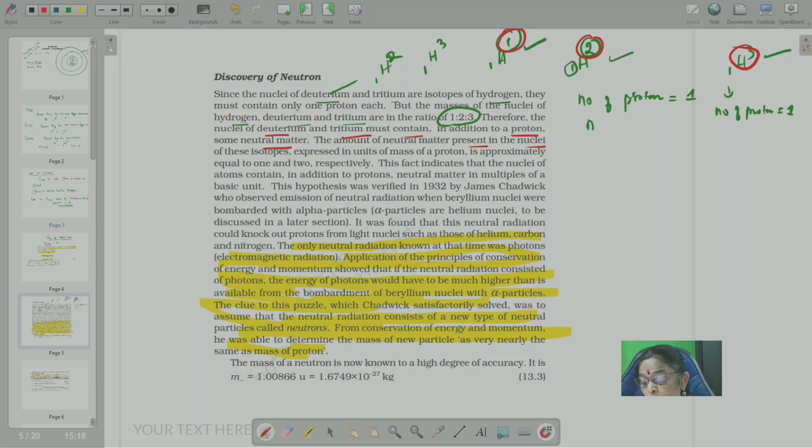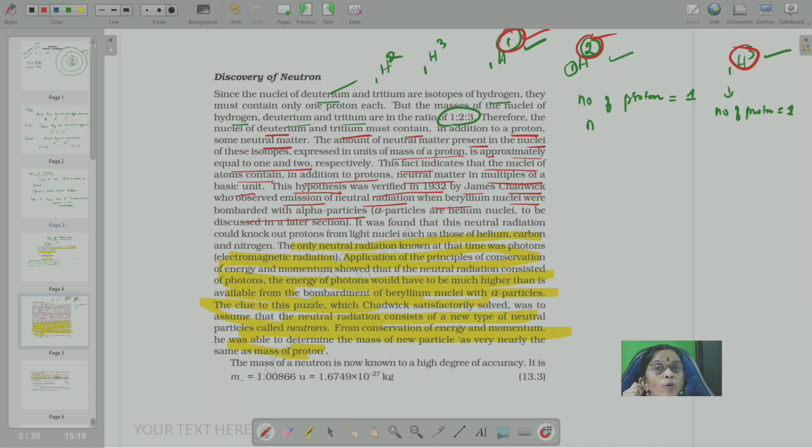So the amount of neutral matter present in these isotopes, expressed in units of the mass of a proton, is approximately equal to 1 and 2 respectively. This fact indicates that the nuclei of atoms contain, in addition to protons, neutral matter in multiples of a basic unit. This hypothesis was verified in 1932 by James Chadwick, who observed the emission of neutral radiation when beryllium nuclei were bombarded with alpha particles.